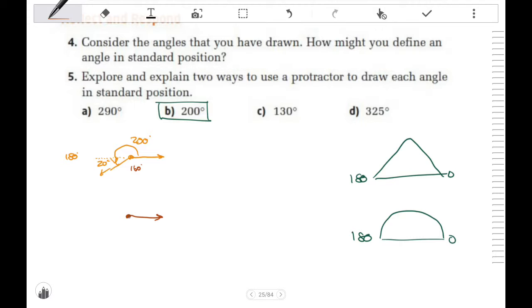So one thing we could do is we could have our initial arm. We could measure back 160 degrees this way. And then because we've done that, this angle here must be 200 degrees. We've used the fact that we've gone clockwise 160 to make that 200 degrees.